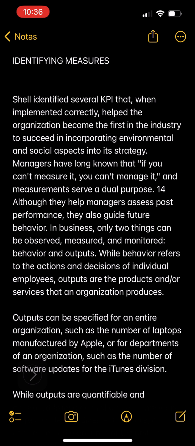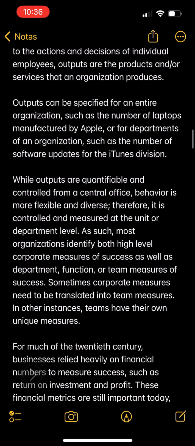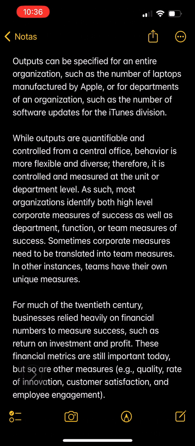In business, only two things can be observed, measured, and monitored: behavior and outputs. While behavior refers to the actions and decisions of individual employees, outputs are the products and/or services that an organization produces. Outputs can be specified for an entire organization, such as the number of laptops manufactured by Apple, or for departments of an organization, such as the number of software updates for the iTunes division.